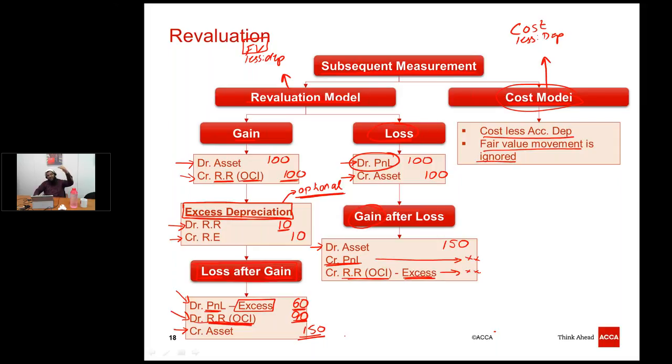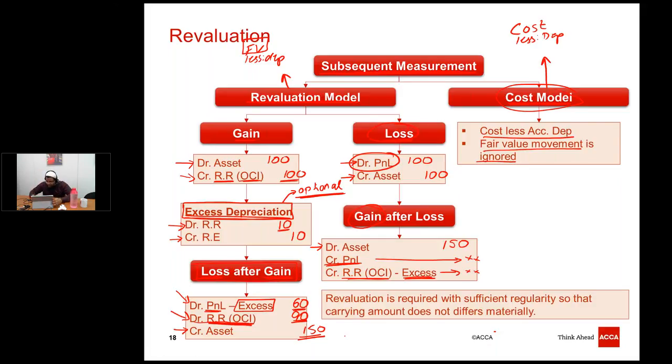So if there was a gain in OCI, first reverse that, then record a loss. If there was a loss in P&L, first reverse that, then record a gain. Whenever there's an opposite movement, gain after loss or loss after gain, we first reverse the previous impact recorded and then record the new impact.